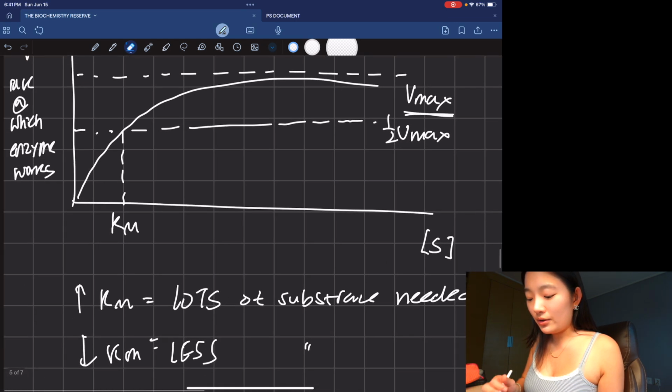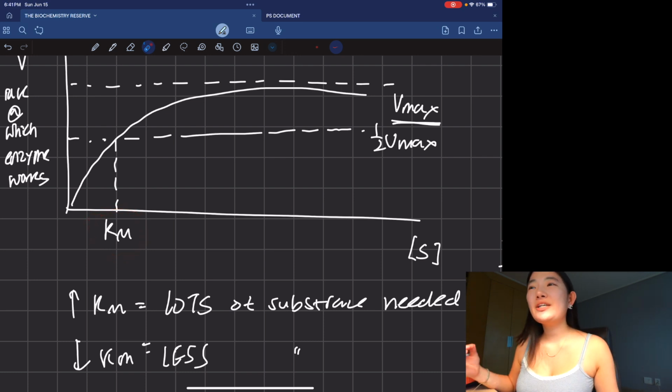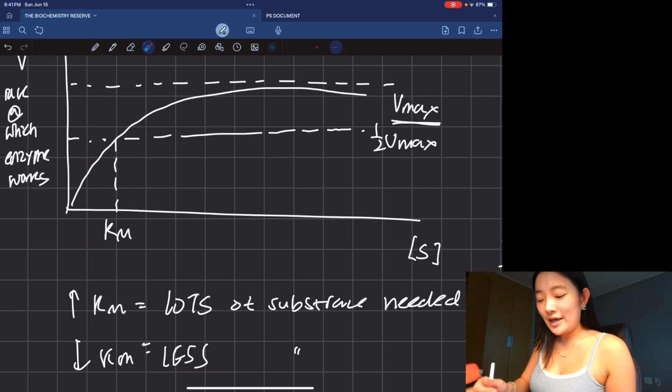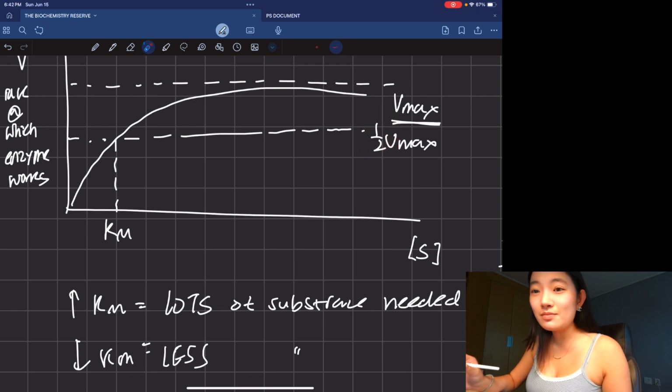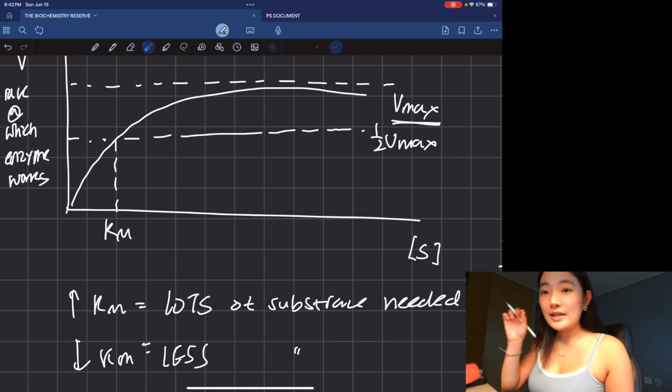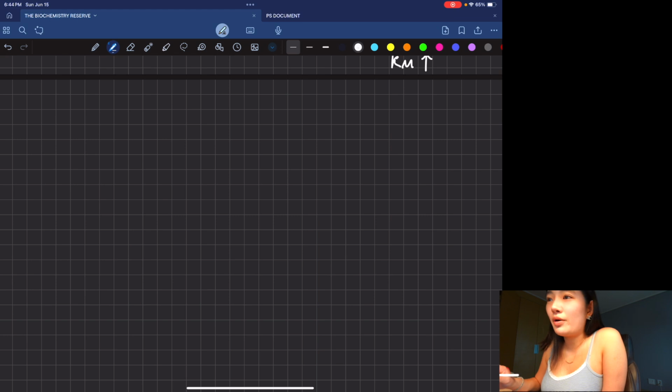Now, another interesting value that you need to note is Km. And I feel like a lot of people get freaked out by what Km is, because if you just hear the definition, it's like, oh, it's the substrate concentration at which whatever. Just know that Km is an arbitrary label that we gave to a certain substrate concentration value. So Km is the substrate concentration at which the reaction rate is at 1/2 Vmax. So when the enzyme is working half as much as it can possibly work, that level of substrate concentration is Km.